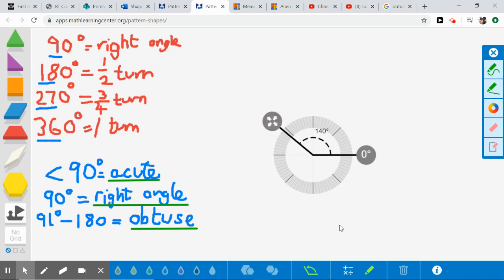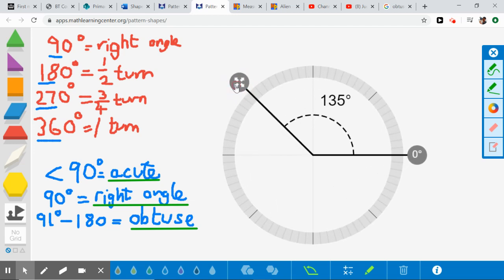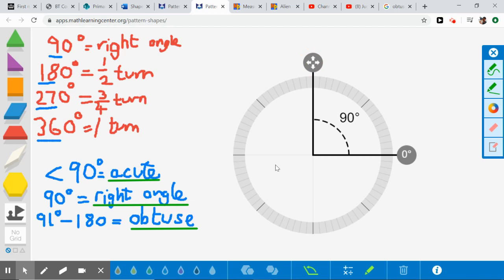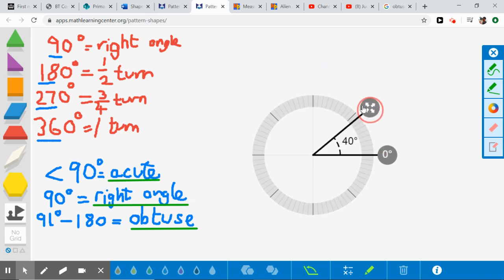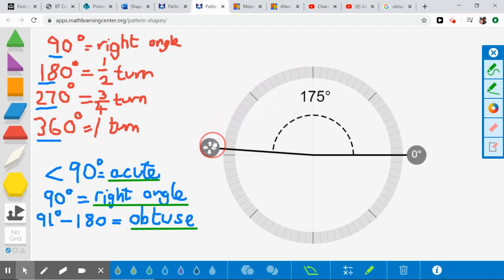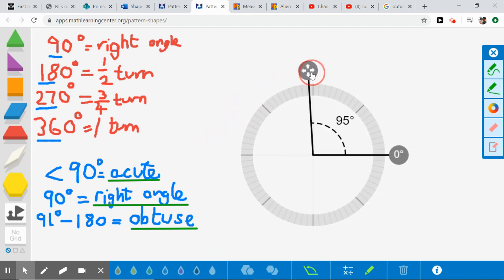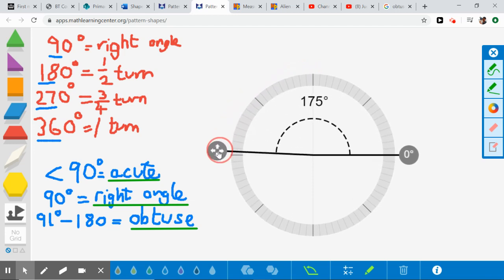What if I make it small like this? Is it still an obtuse angle? Yes, it is. That angle is still 140 degrees, even though I've made my protractor very, very small. What's this one? A right angle. So remember, less than 90 is called acute. Exactly 90 is a right angle. And bigger than 90, up to 180 degrees, any that's like this is called obtuse.